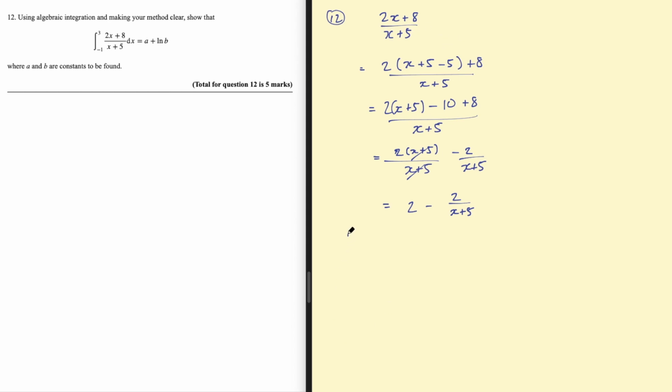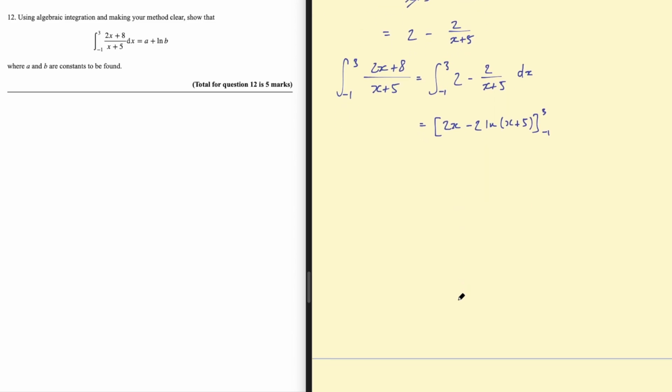So now we can say that the integral from negative 1 to 3 of (2x plus 8) over (x plus 5) is equal to the integral of 2 take 2 on x plus 5 dx. I should have written that there. And we can integrate both of these terms. So the integral of 2 is just 2x. And the integral of negative 2 on x plus 5 is negative 2 log (x plus 5). And this is from negative 1 to 3.